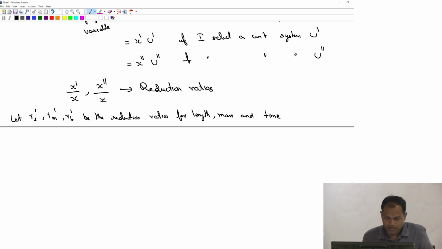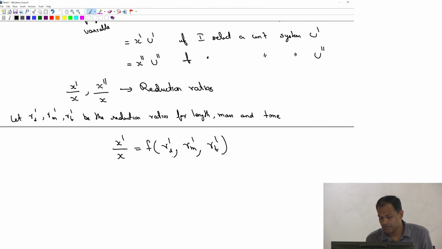Okay. Similarly, then I know that I can write x prime by x is going to be some function of RL prime, RM prime, RT prime. So, the reduction ratio for length, reduction ratio of mass, reduction ratio of time, each of them if combined in some form, I should be able to get the reduction ratio for any other quantity that I am dealing with. Remember, I am only worried about 3 dimensions now, mass, length and time only. As you expand the problem, you could have other things coming into the picture.